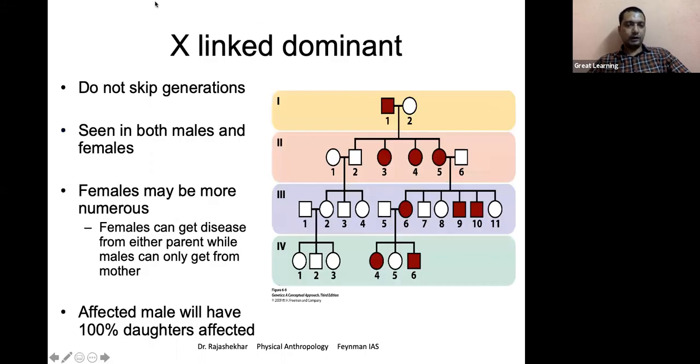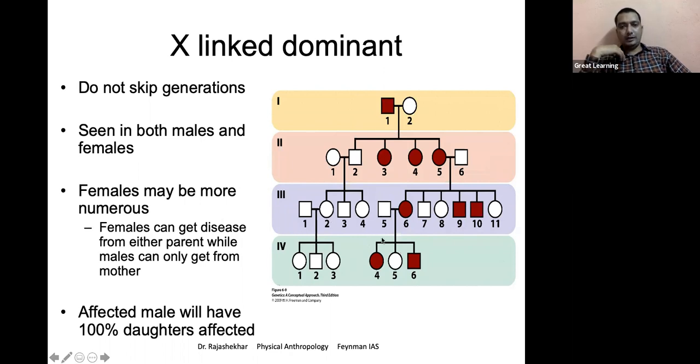Last condition. No, not last. Of course, we have two conditions. X-linked dominant problem. First question. Is the gender basis here? Are only females affected or only males affected here? So you see both females and males are affected. Okay. Is it skipping generations? Is it found in all generations or is it skipping generations?